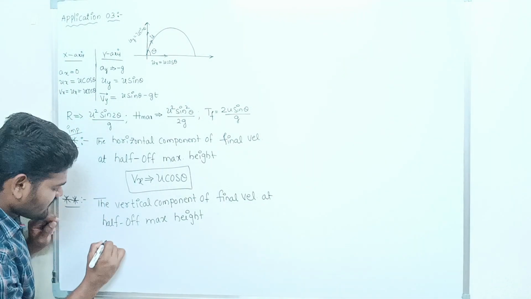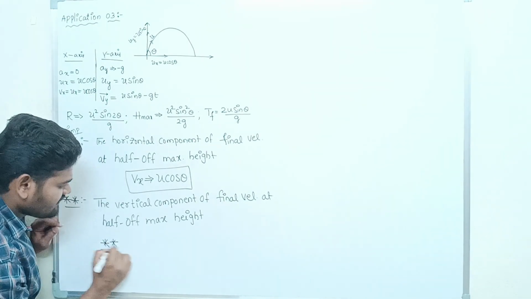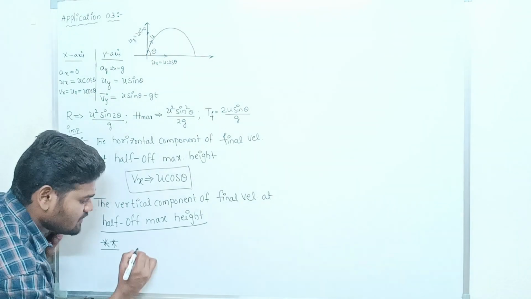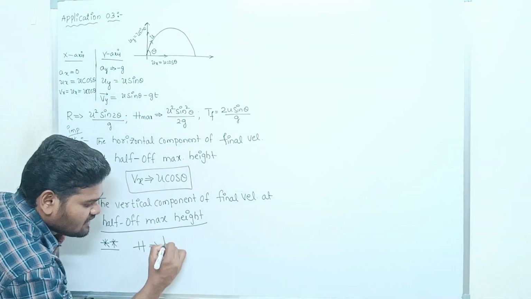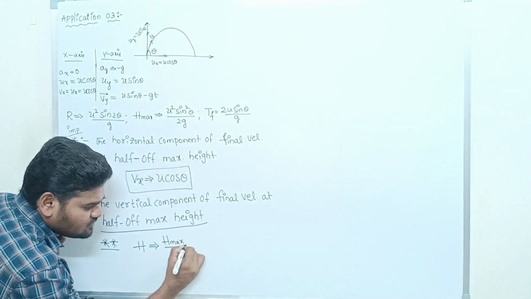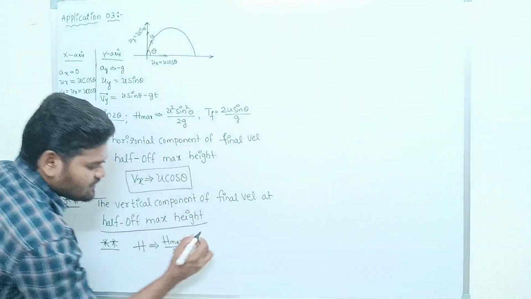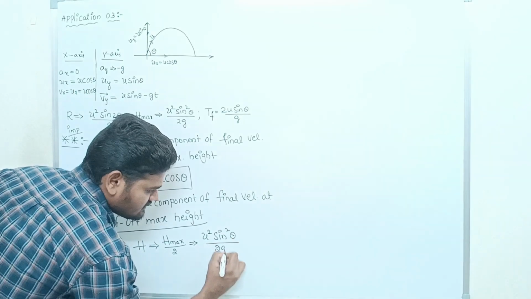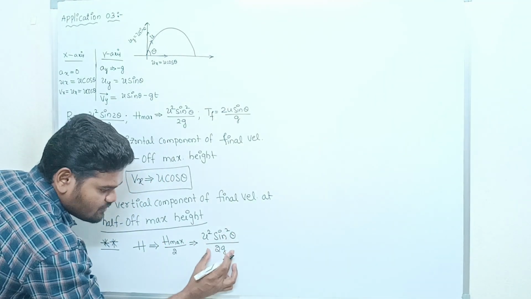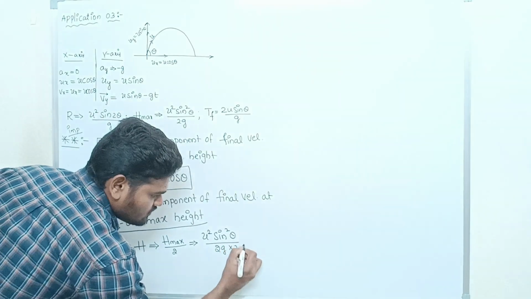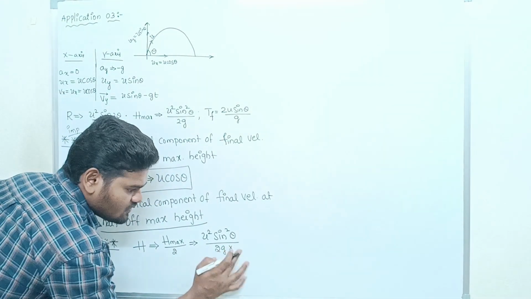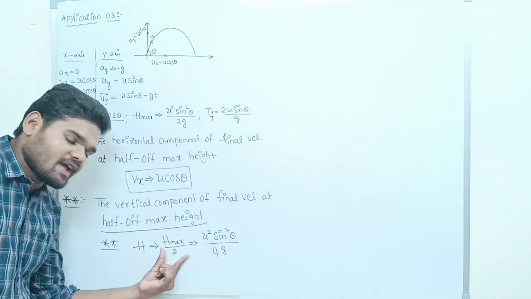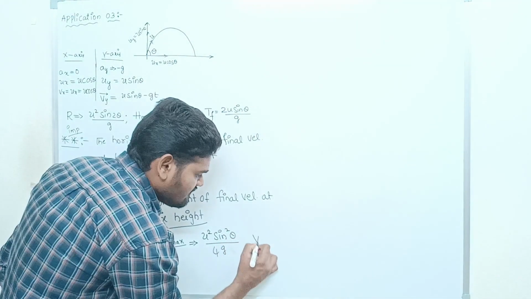Okay, have a look, here I am writing. We have to find the final velocity component at half of its maximum height. That means h is equals to h maximum by 2. So what is the formula of h maximum? u square sin square theta by 2g. Multiplied by the 2, it becomes 4g. So at this height, half of the maximum height, we have to find the final velocity component.